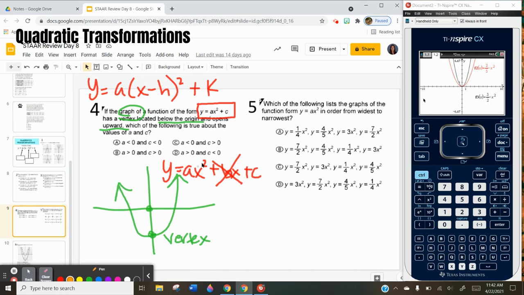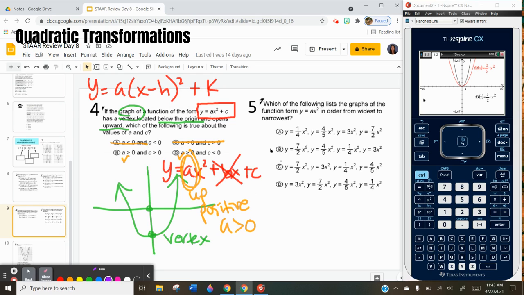What they're asking you is what happened to the value of a. If the graph is opening upward, that means that the a value has to be positive. Oh no, that's right. It is positive because it's opening upward. I'm sorry, I was looking at the vertex and where it was. But yes, the graph is opening upward, so my a value should be positive. So we're going to cross out A and we're going to cross out C. So B is good and D is good.